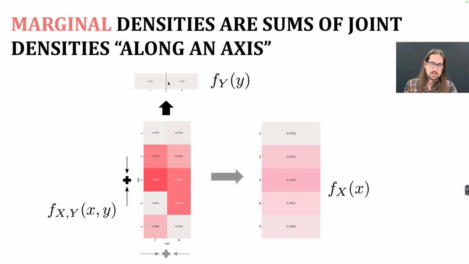And to get this, the probability that somebody is female, I need to add up all the probabilities in the female column, regardless of age. So I'm squishing it down like that, and summing.